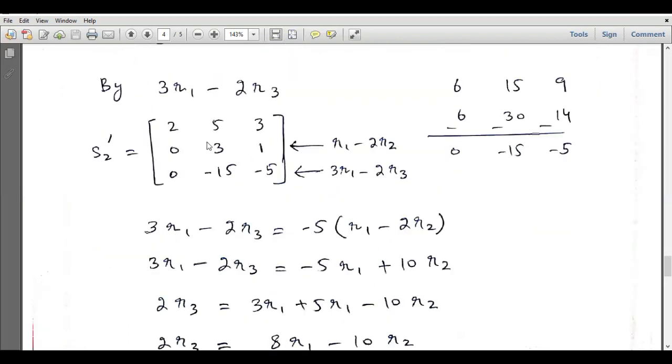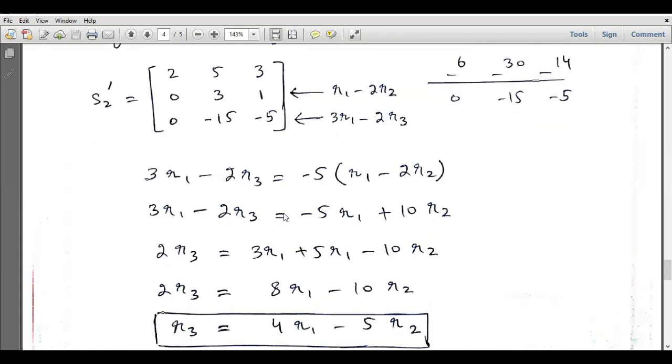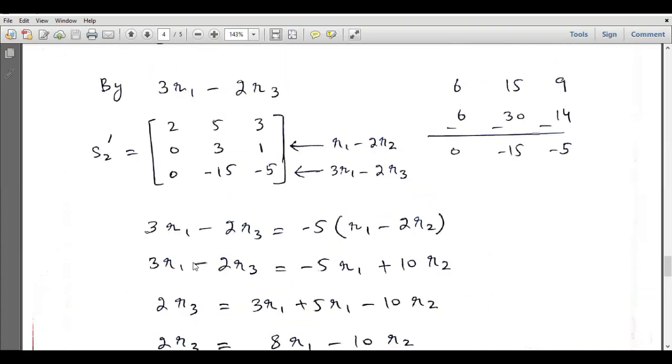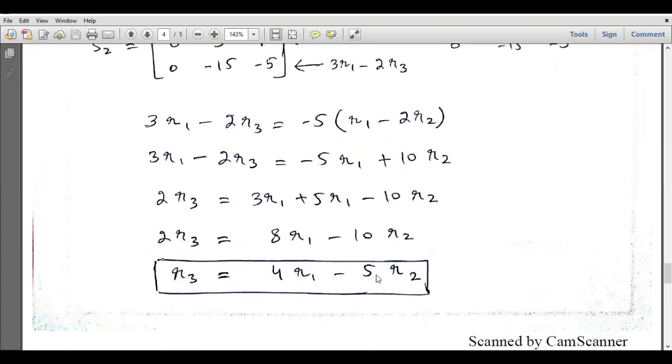And by looking at the second and the third rows, the third row is equal to minus 5 times the second row, right? And the third row is actually 3R1 minus 2R3. And the second row is R1 minus 2R2. And third row is equal to minus 5 times the second row. So 3R1 minus 2R3 will be equal to minus 5 times R1 minus 2R2. Let's solve this equation, and after doing some rearrangements and cancellations, finally we will get R3 equal to 4R1 minus 5R2.